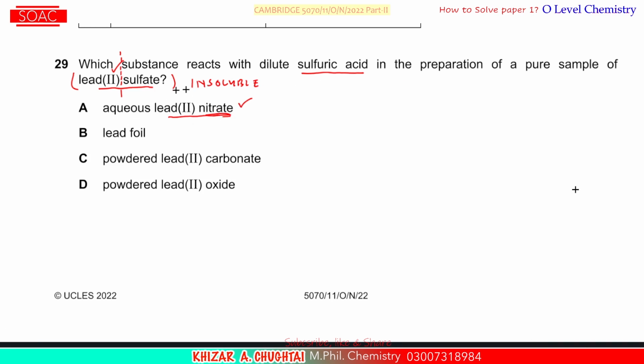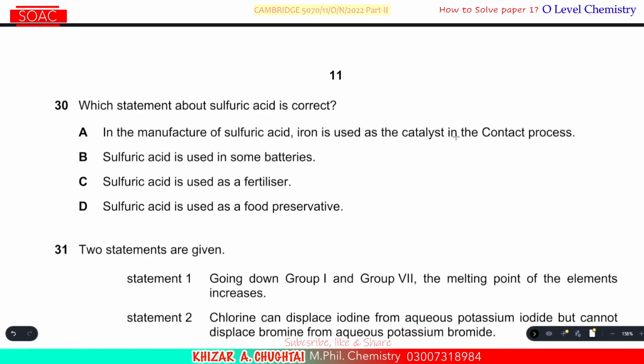It's a precipitation reaction. We need 2 reactants, and those must be water soluble. One is sulfuric acid, the next one is lead nitrate. So A is the correct option.